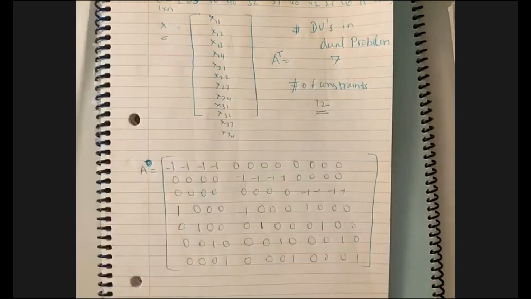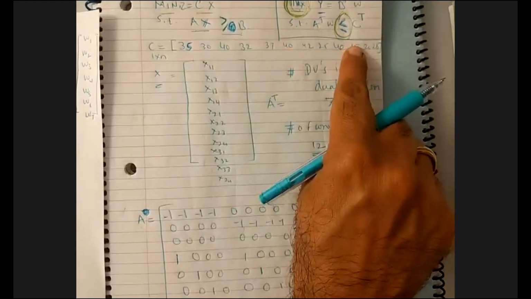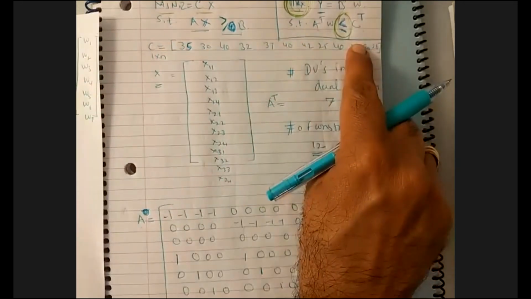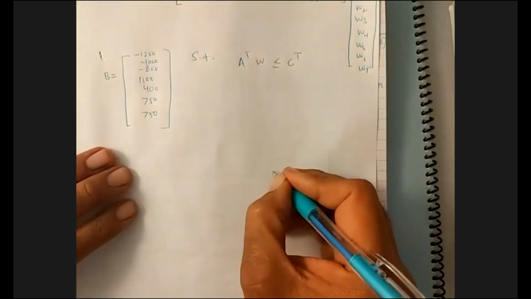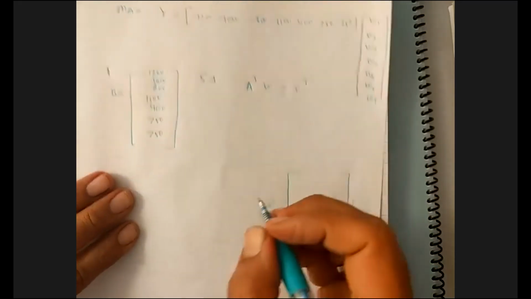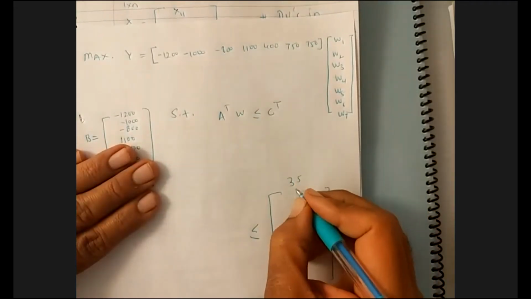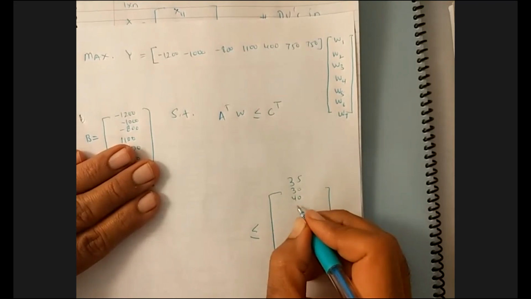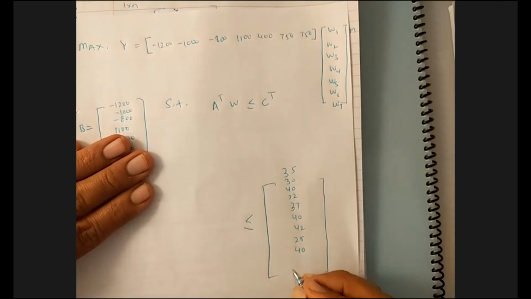Okay, so my c transpose is simple enough because I know c is this value right here. These used to be the coefficients of my decision variable in my original optimization function. So my c transpose, and because it's a maximization problem, my c transpose will be 12 of these, starting with 35, and then 30, and 40, and 32, 37, 40, 42, 25, 40, 15, 20, and 28.